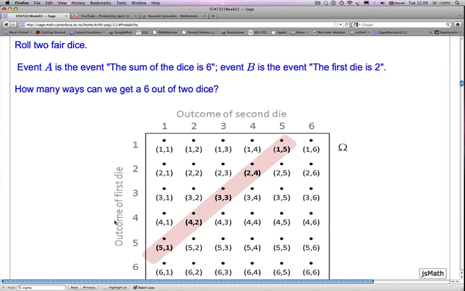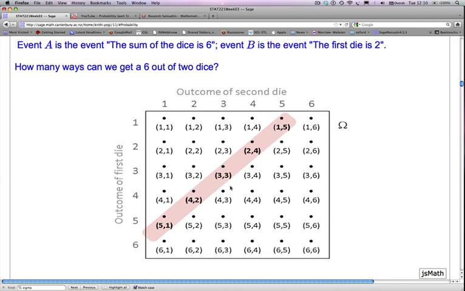So now let event A be the sum of the dice is 6. Okay, so that means the first die could be 5 and the second one 1, the first is 4 and the second is 2, both are 3, the first is 2 and the second is 4, the first is 1 and the second is 5. So this is A. A is the event that the sum of the two rolls is 6. Now let B be the event that the first die is 2. Now how many ways can we get a 6 out of 2 dice?